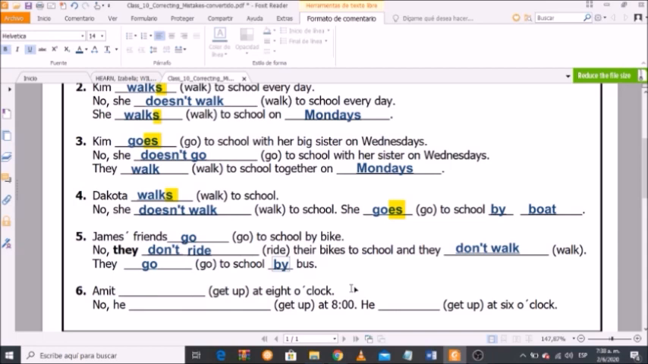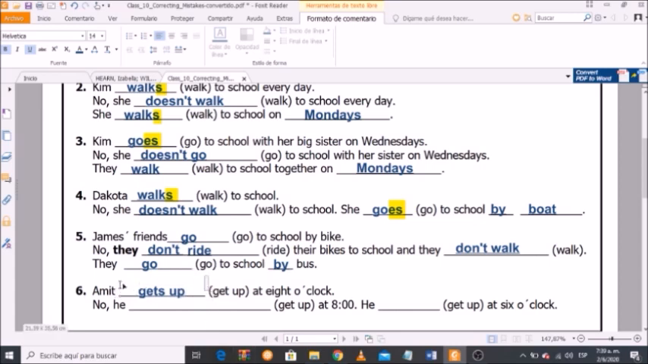And number 6, the last one. It says, Amit at 8 o'clock. And we have to use the verb get up. So, Amit, very good, gets up at 8 o'clock.